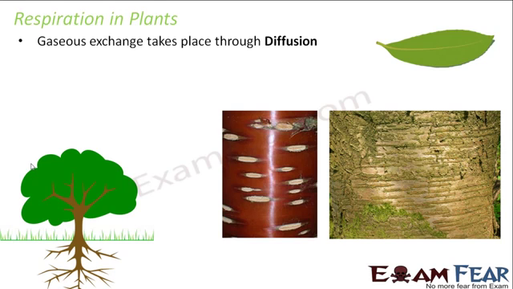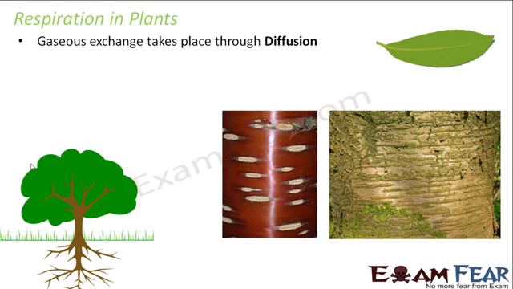Gaseous exchange takes place through diffusion. So in plants, gaseous exchange will take place through diffusion. What is diffusion? We know diffusion is a process where particles move from one medium to another medium such that it always moves from the medium of higher concentration towards the medium of lower concentration. Right? So that is diffusion.